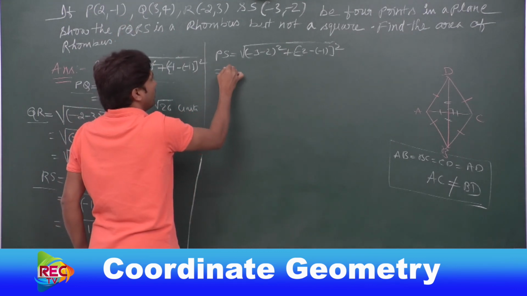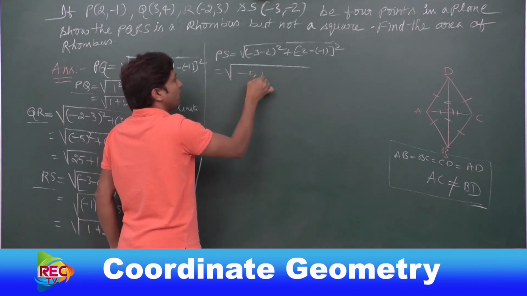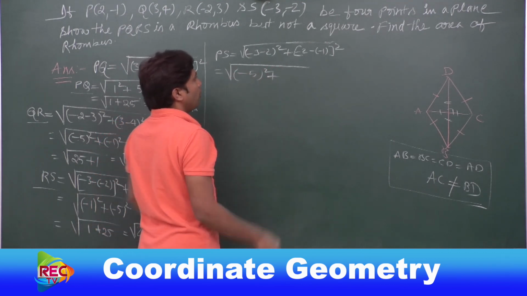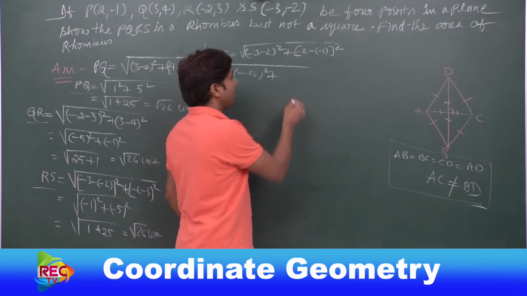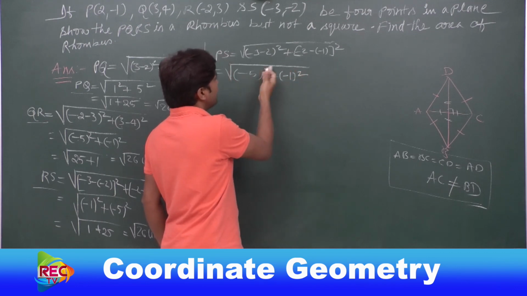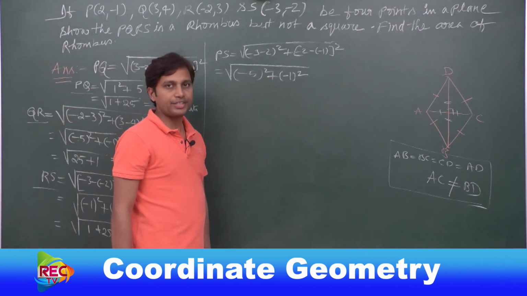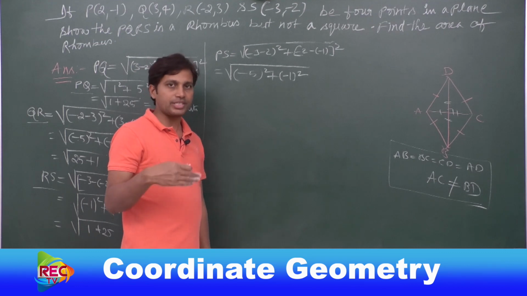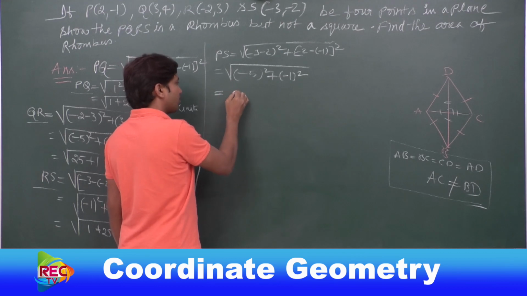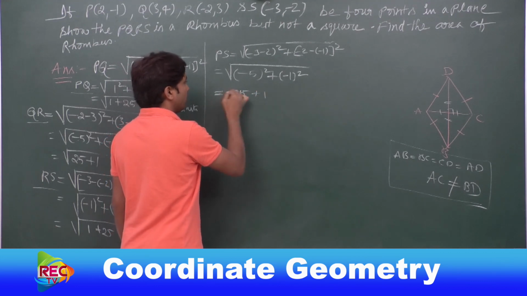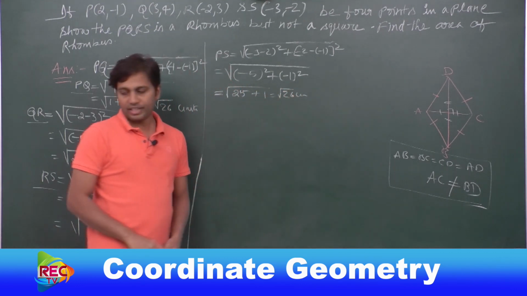Now let us write down. Minus 3 minus 2 would be minus 5 for this square. Now minus 2 minus of minus 1 would be plus 1. Minus 2 plus 1 would be minus 1 whole square. Since there is a square in the exponent, that is the power value, a negative base will also give you a positive number. Understood? So here minus 5 square or 5 square will be 25 only. This also is 1. So this is again root 26 units.